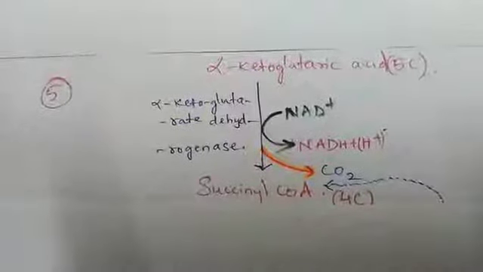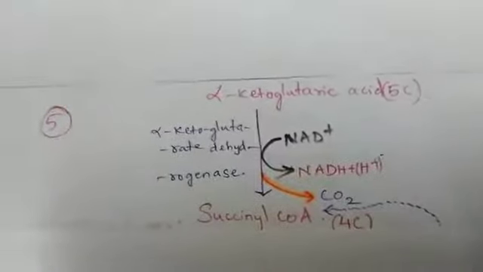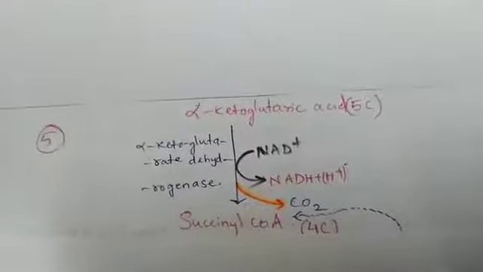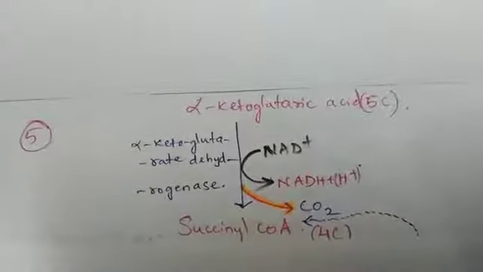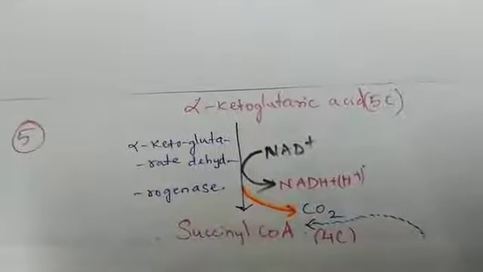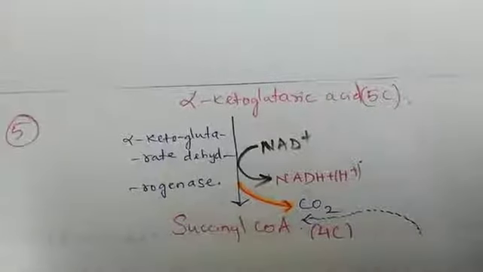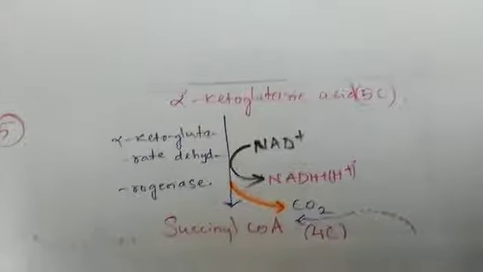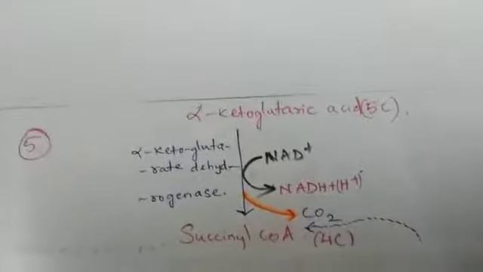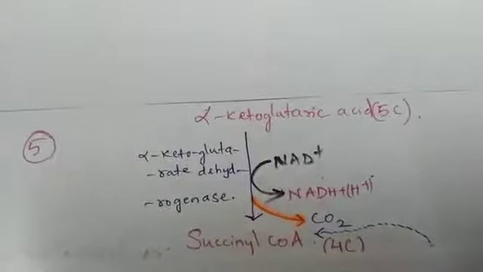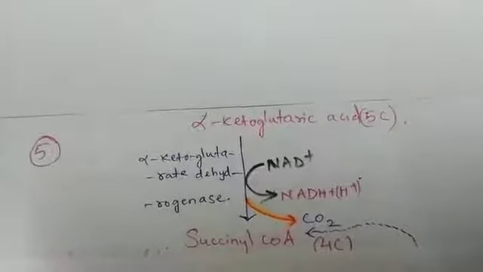Now the fifth reaction in the Krebs cycle is oxidative decarboxylation. Alpha ketoglutaric acid forms succinyl coenzyme A in the presence of the enzyme alpha ketoglutarate dehydrogenase. The alpha ketoglutaric acid undergoes oxidation, that is NAD plus is converted to NADH plus H plus, and a carbon is again eliminated in this reaction. Hence it is termed oxidative decarboxylation, and the alpha ketoglutaric acid forms succinyl coenzyme A, which is a 4-carbon molecule.